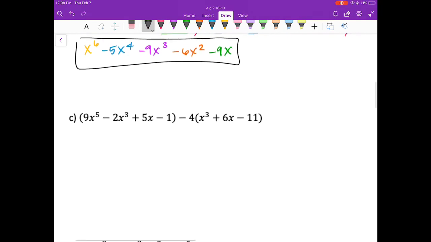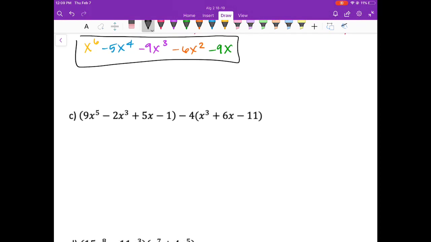In example C, I have to go one step beyond just distributing the minus sign. Now I'm distributing a negative 4 to everything in my second polynomial, which is totally fine. So my first one appears to already be in standard form, which is great. So 9x to the fifth minus 2x cubed plus 5x minus 1 minus 4x cubed minus 24x minus 44, and actually it's minus negative 44, sorry, so it's a plus 44 at the end.